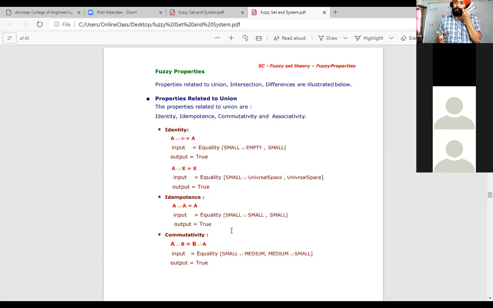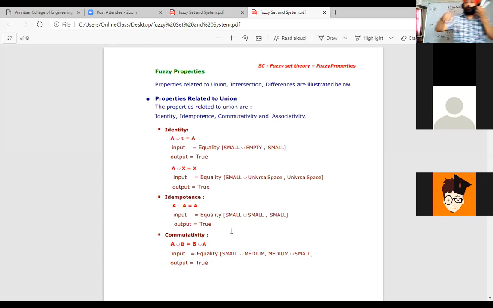Then A union B is B union A. That is the commutative property. You have to remember these properties. So you know that this is the property, but you have to see which property it is and what its name is. A union A is A, which is idempotence. You have to remember that it is idempotence.